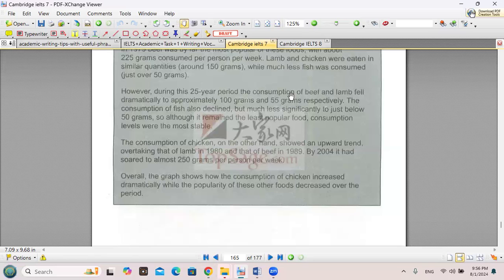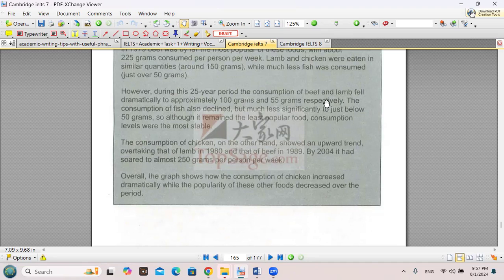He would like to say that during this 25-year period, the consumption of beef and lamb, a comma could be inserted here but it's optional, fell dramatically to approximately 100 grams and 55 grams respectively. Remember the word respectively? We said it is very good to use. Instead of making one sentence for beef and another for lamb and repeating the same thing, since both follow the same trend, we can use both of them and just use the numbers in the same order.